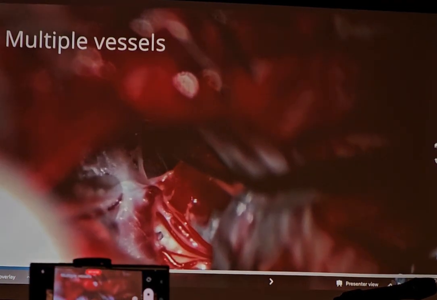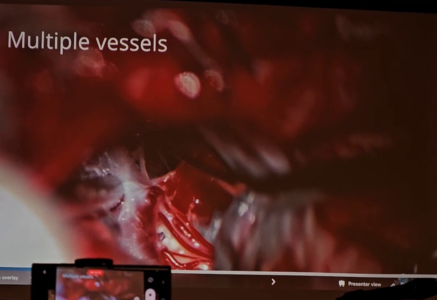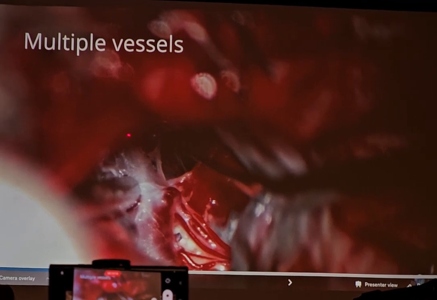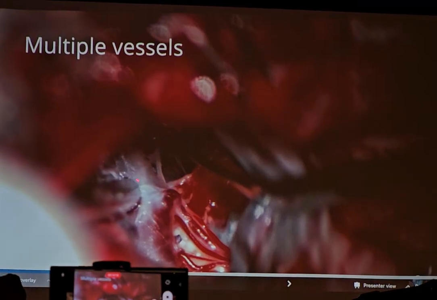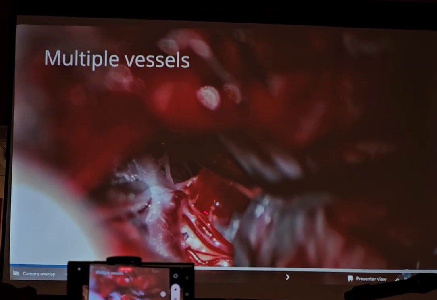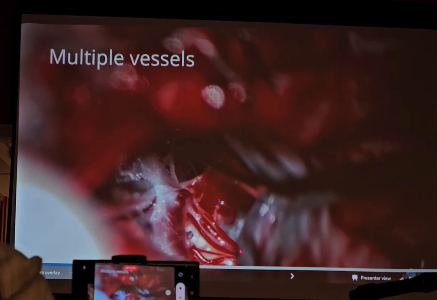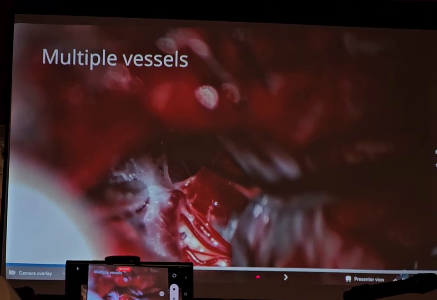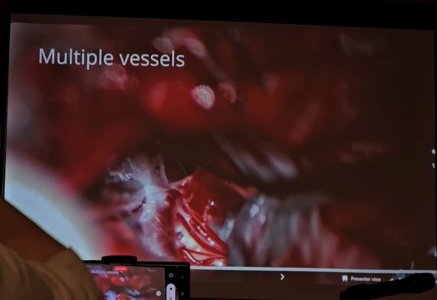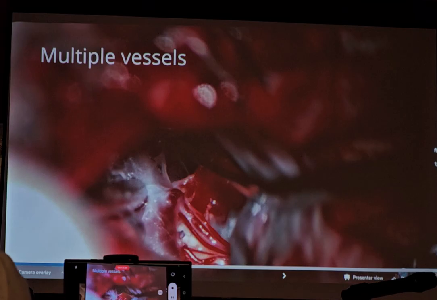So I mentioned that it's possible for multiple vessels to come off in the region of the anterior choroidal, and this is an example of that. So on the right side, this is the right carotid, and here in the region of the anterior choroidal are multiple vessels, and you can see all of them are going towards the temporal lobe. So these are separate little supplies to the medial temporal lobe.